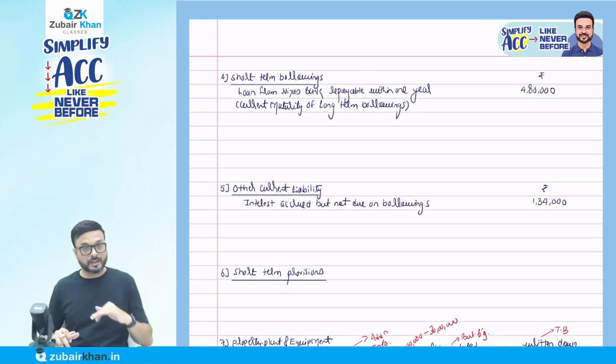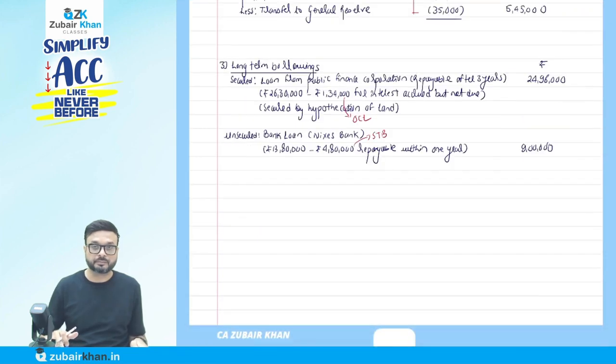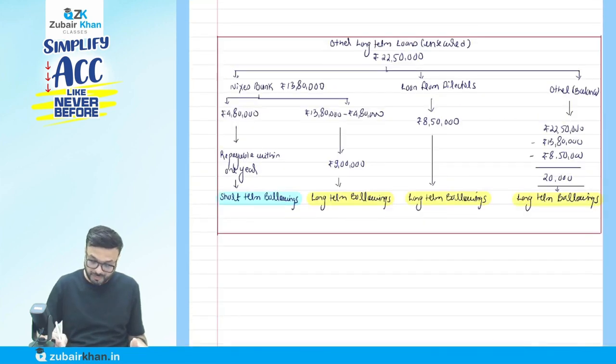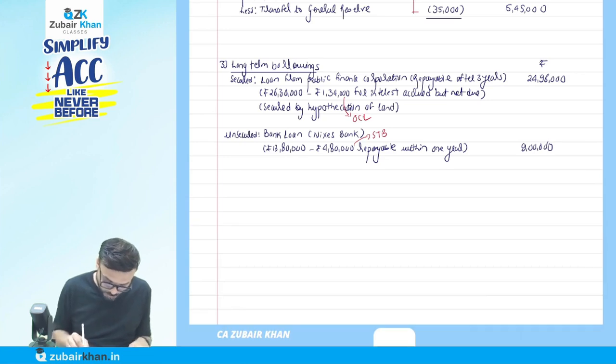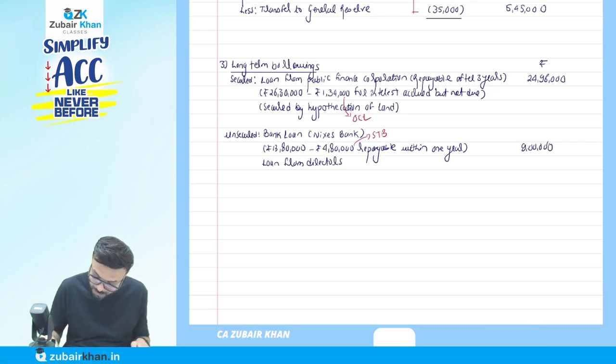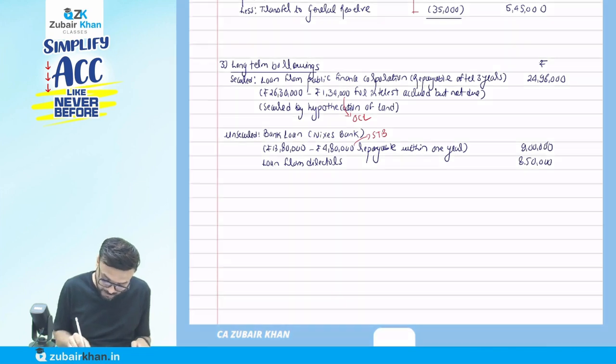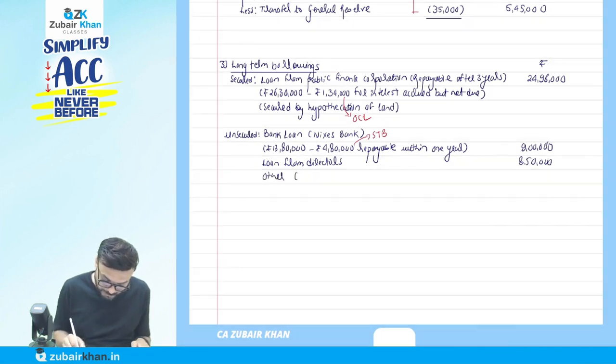Now again go to long-term borrowing. We have written these. Short-term we have written, it's also 9 lakh. Now here loan from directors, 8,50,000. Write down there loan from directors, 8,50,000, and other, the balancing figure. I will mention other here also. So total was 22,50,000.